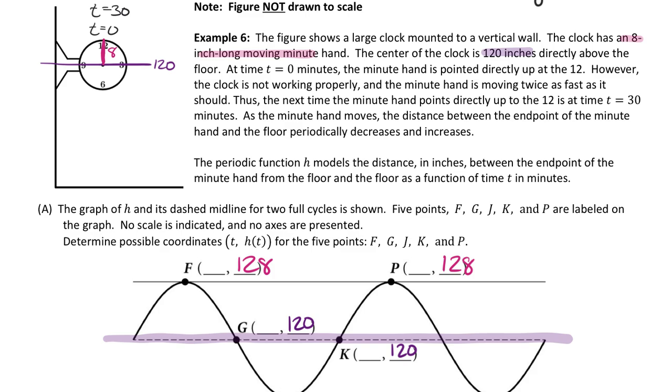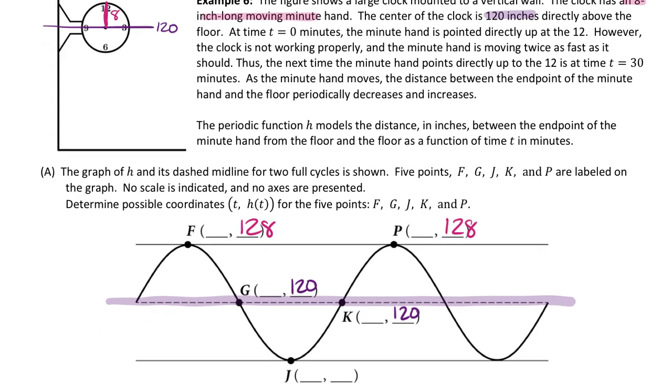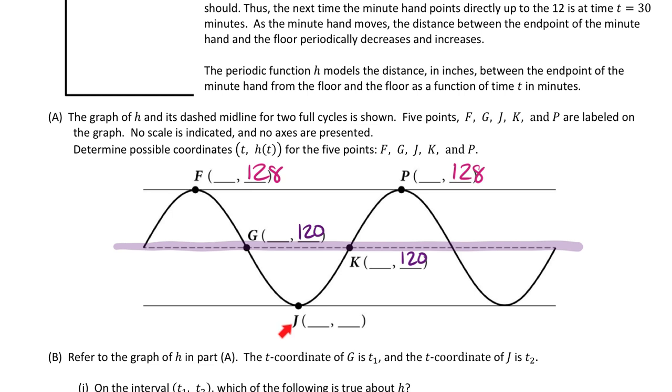The same thing, because it's the same height. Those should be the same height. Okay. What about J? What's the output on J? How'd you get 112? Very good. If that minute hand is facing down, it's 8 inches below the center line, which is 112. Congratulations, you got your first point on this FRQ.